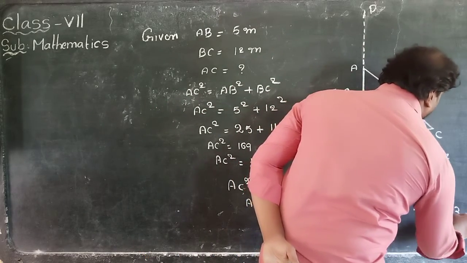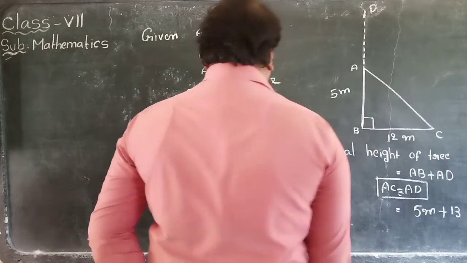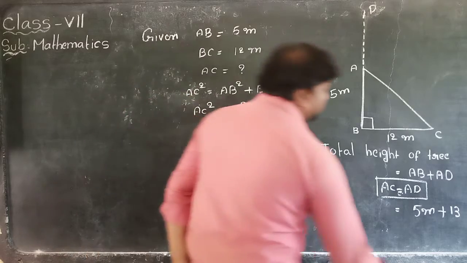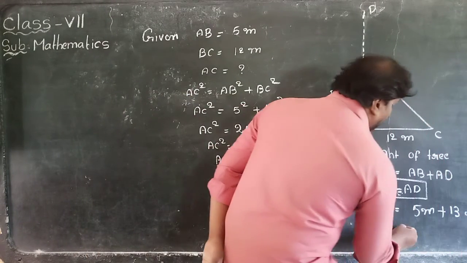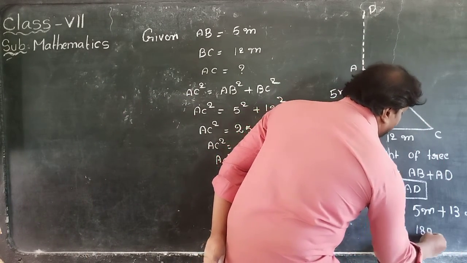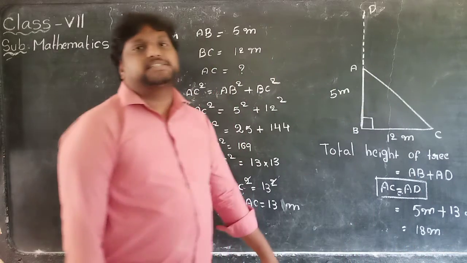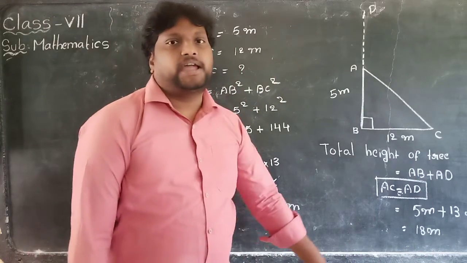13 meters. So centimeters or meters? Meters. Then if you add, the total is 18 meters. The height of the tree is equal to 18 meters. Okay, let me repeat once again.